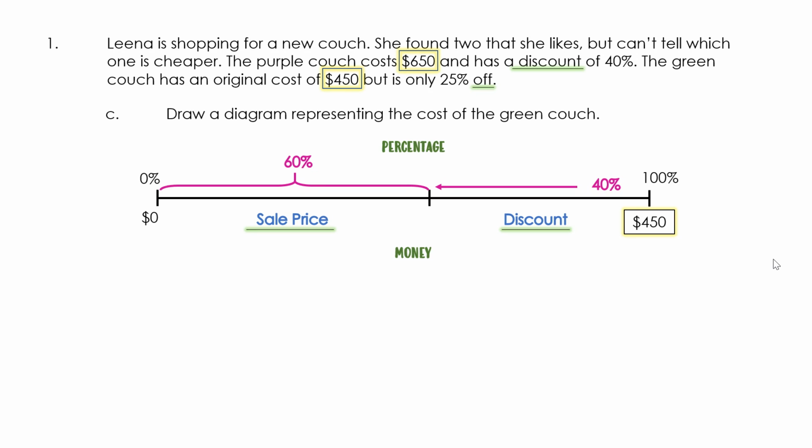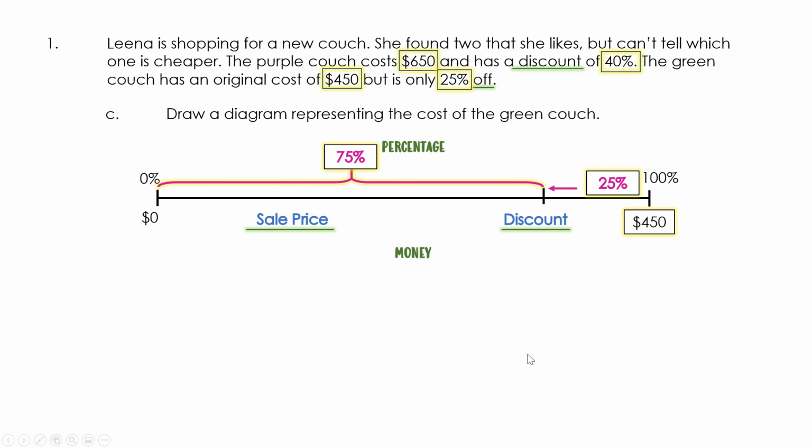We're still talking about a discount and a sale price, but now my discount has changed from 40% to 25% off. So down on my diagram, I have to change that and move my line closer to 100 because I have a much smaller discount now. So if my discount is only 25%, then that means that my sale price has to also change. And now it is going to equal 75% because 75 plus 25% is equal to 100.